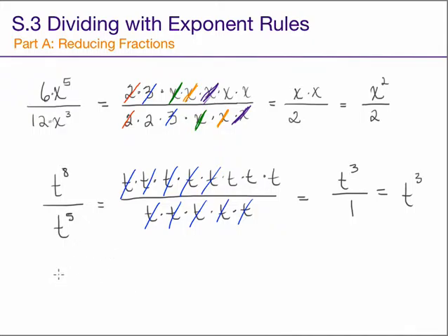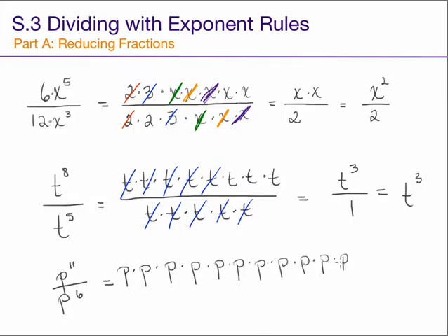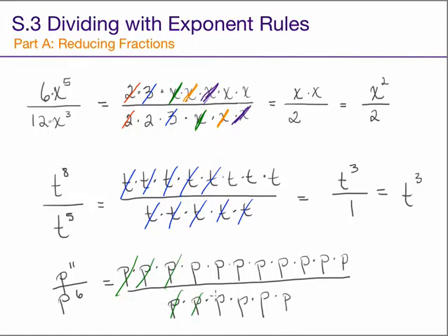Let's do one more. P to the 11th over p to the 6th. P to the 11th means p times itself 11 times. P to the 6th means p times itself 6 times. If I cancel pairs, top and bottom, top and bottom, top and bottom, until I run out, then I can see that another way to write this expression is p to the 5th over 1, or just p to the 5th. Why over 1?